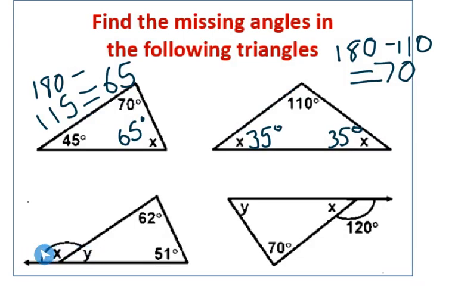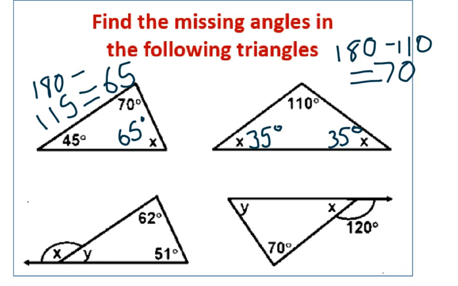Right, there we go. What have we got along here? We've got a straight line. So what do we know about X and Y? We know that those two also add up to 180. So the three angles inside the triangle add up to 180, but X and Y on their own add up to 180. So first of all, I need to find Y.